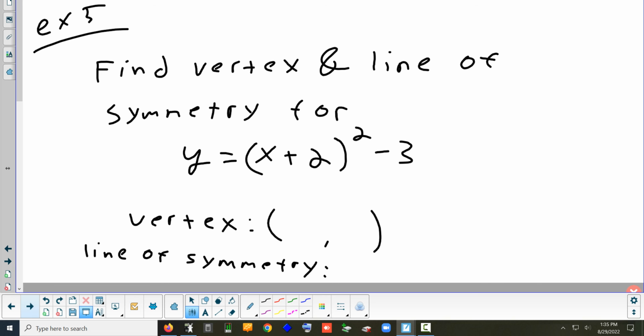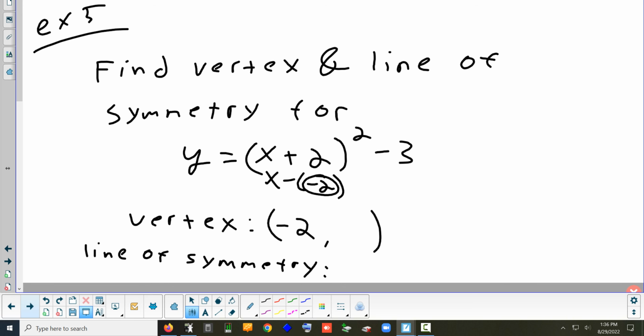Let's start with movement left and right. How many units did I shift horizontally in this case? Yep, 2 units. If you think of it in the form x minus a number, look at what comes after the x minus. It's a -2. That means 2 units to the left. So the vertex is 2 units to the left.